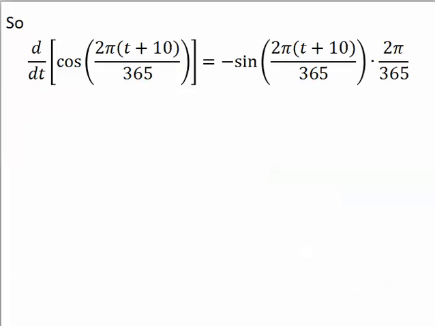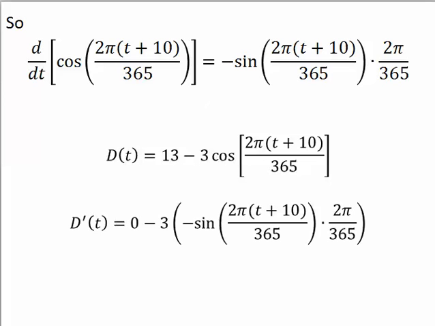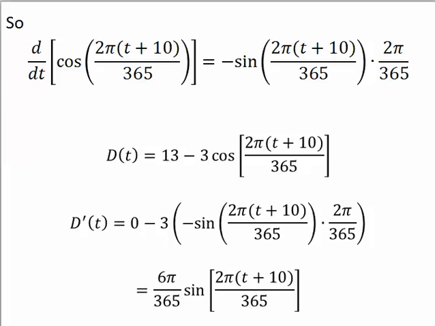Knowing the derivative of the cosine function, I'm now able to find the derivative of my daylight function. The derivative of 13 is just 0, and I already have the derivative of my cosine function. So this is my derivative function. My next job is to clean things up, and when I do that, I get this.